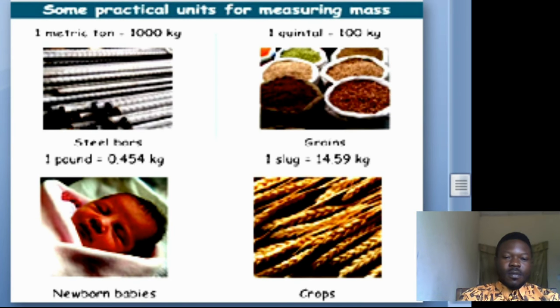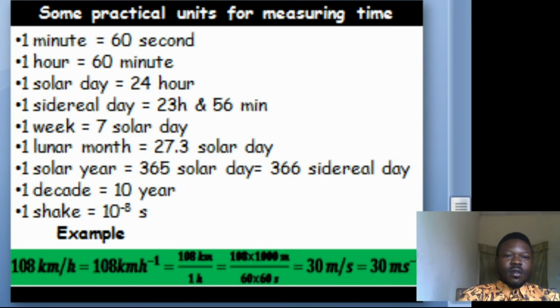Now, some practical units for measuring time. You know that 1 minute is 60 seconds, 1 hour is 60 minutes, 1 solar day is 24 hours, a sidereal day is 23 hours 56 minutes, 1 week is 7 solar days, lunar month, and so on.